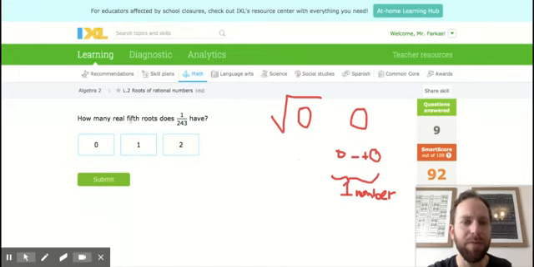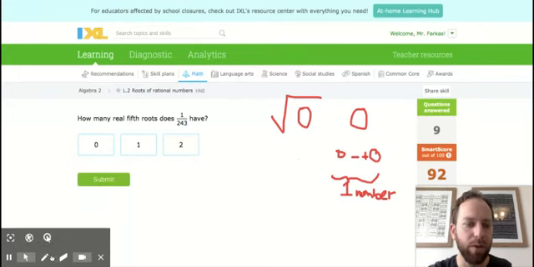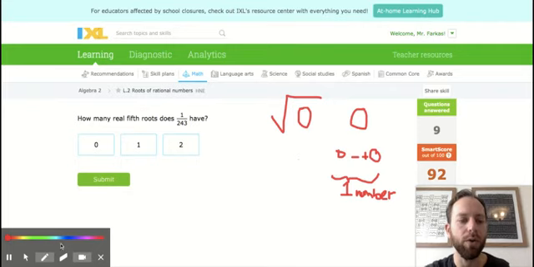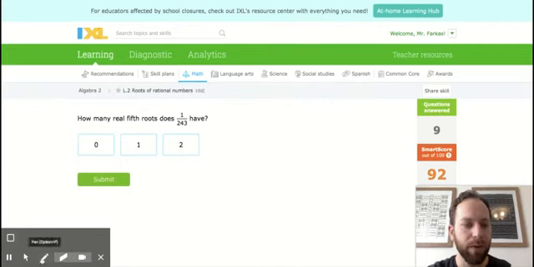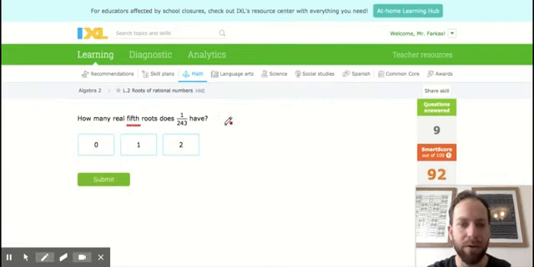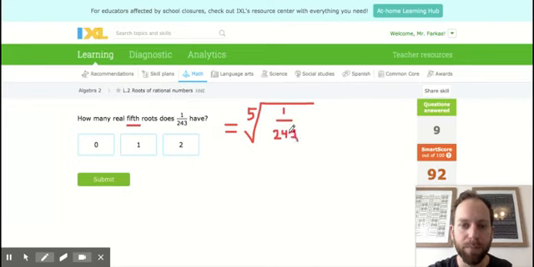All right, and then how many fifth roots does 1 divided by 243 have? Let's go ahead and write this out. A fifth root. So this would look like the fifth root of 1 divided by 243. Okay. Now in this case, the 5 is odd, right? The index is odd. Not like when we had a square root and the index was even. So what could we multiply by itself this many times, 5 times, in order to make this?